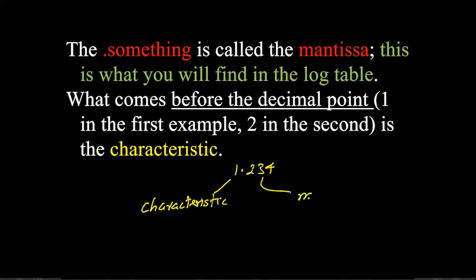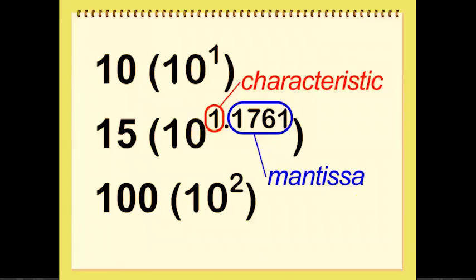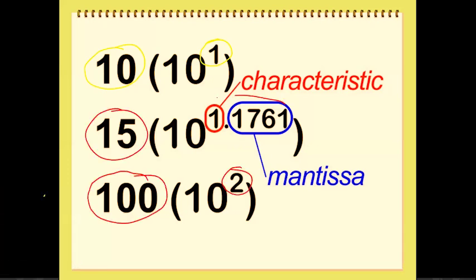This is called mantissa. You just need to remember it, because I will be referring to it; otherwise it's not important. So log 10 will be 1. Log 100 will be 2. Log 15 will be somewhere between 1 and 2. Log 20 will be somewhere between 1 and 2. Log 80 will be somewhere between 1 and 2.